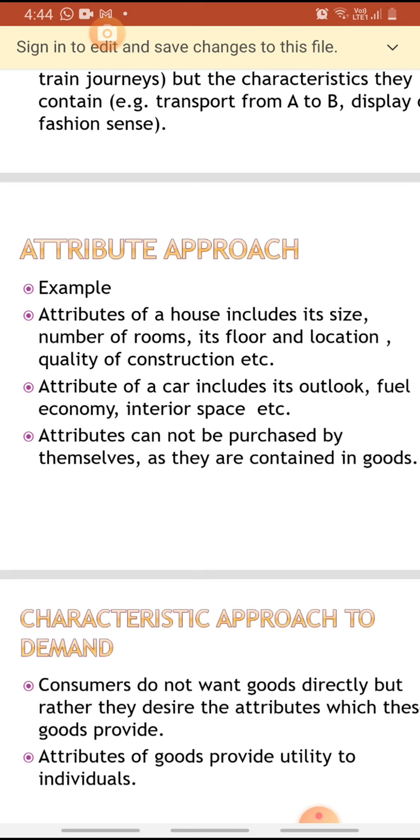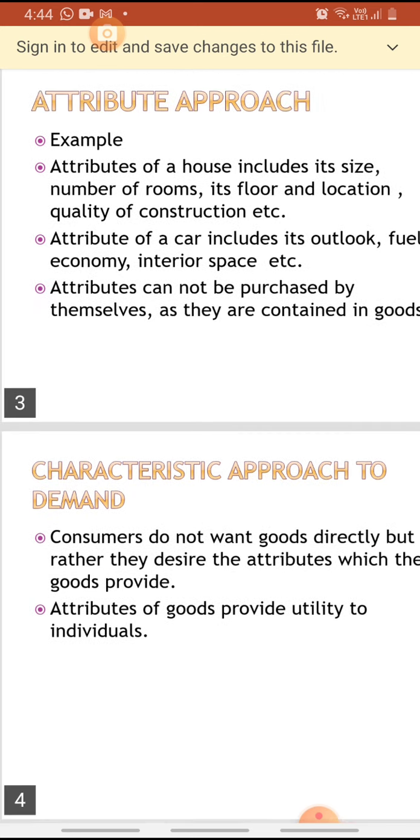Likewise, when we are going to purchase a car or a bike, we check the attributes that it possesses, like the outlook, fuel economy, interior space, etc. Attributes cannot be purchased by themselves, they are contained in a good.